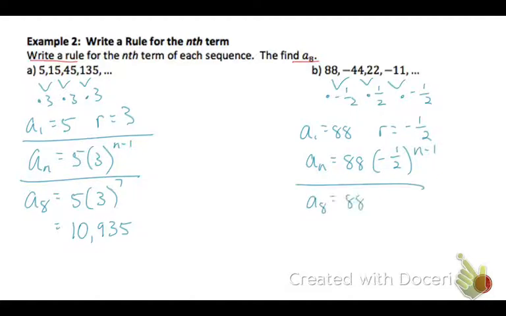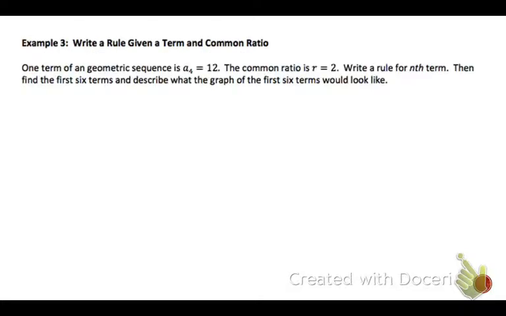Now let's find the 8th term. So a sub 8 equals 88 times negative 1/2 raised to the 7th, or negative 6,875 ten-thousandths. Let's look at example 3.